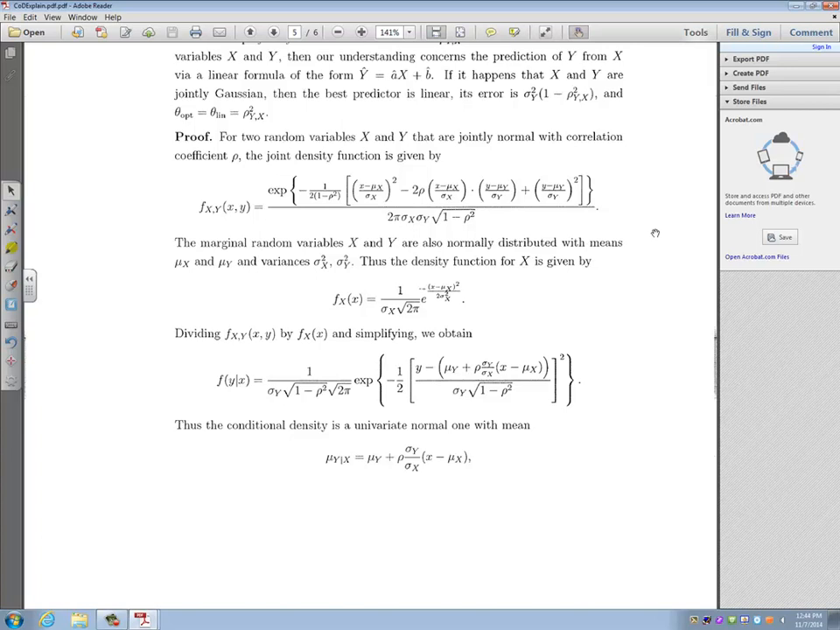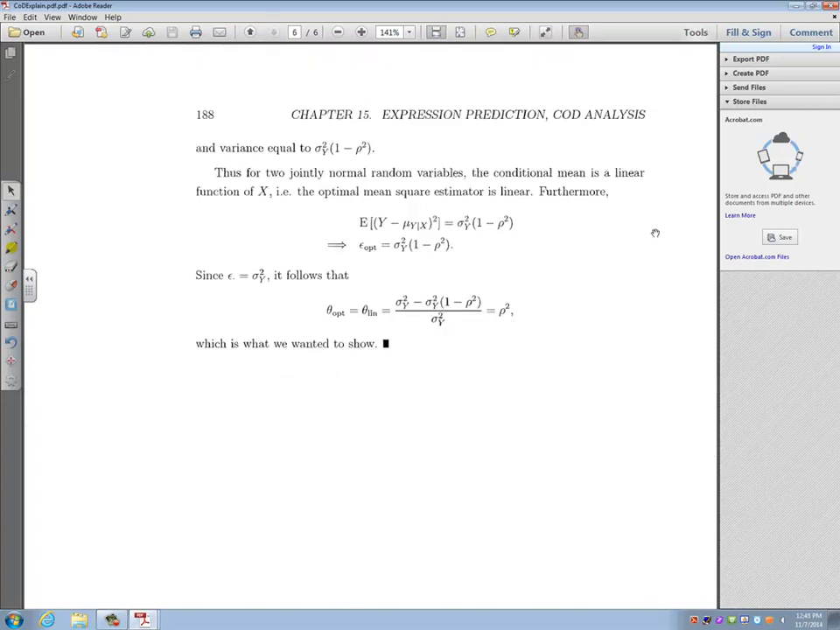Mu y plus rho sigma y over sigma x times x minus mu x, right? That is the expression for the conditional mean. So the conditional density is a univariate normal with mean equal to this, and variance will be the square of this quantity in the denominator. So variance is equal to sigma square y times 1 minus rho square. So for two jointly normal random variables, the conditional mean is a linear function of x, right?